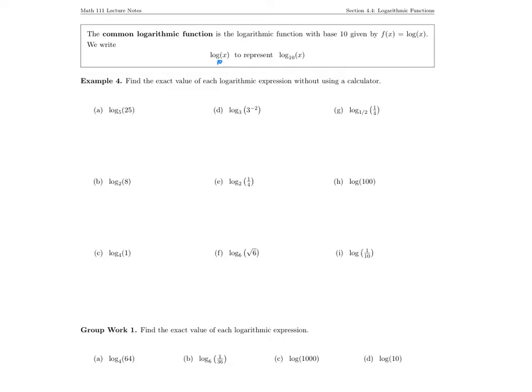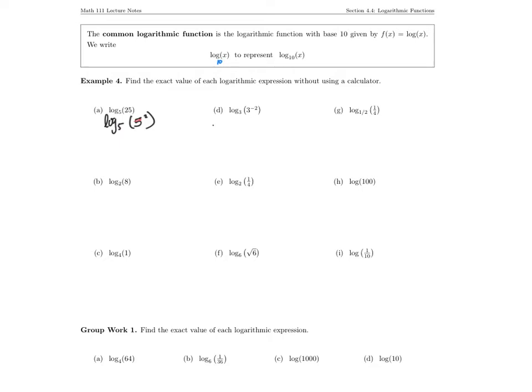If your big base, or whatever's inside the argument, and your little base, or the base of the log, are the same, you can cancel them out. So here, when it says find the exact value of each logarithmic expression without using a calculator, I can take a look at this first one and go, okay, this is log base 5 of, can I change 25 into something base 5? Yes, we can change that into 5 squared. I'm going to go, oh, hey, look, my big base inside my argument and my little base of the log are the same. So I can cancel them out.